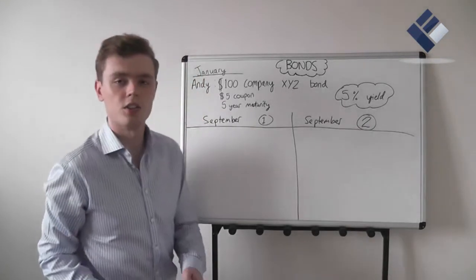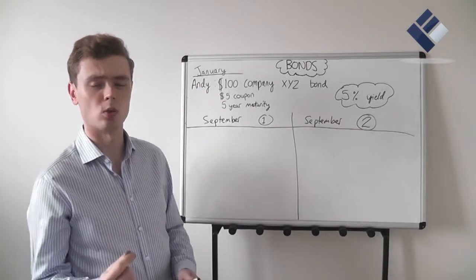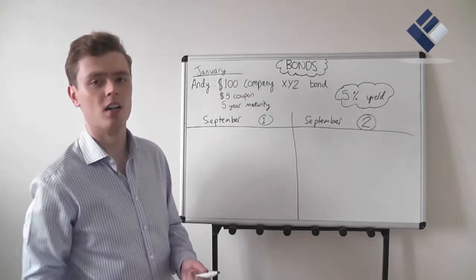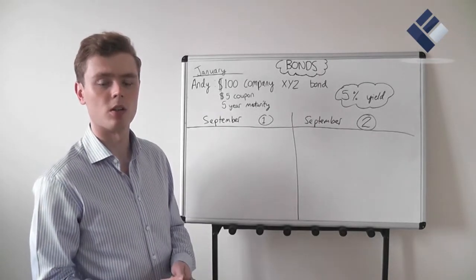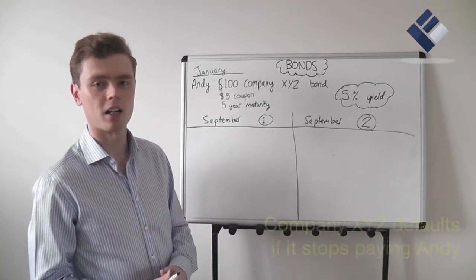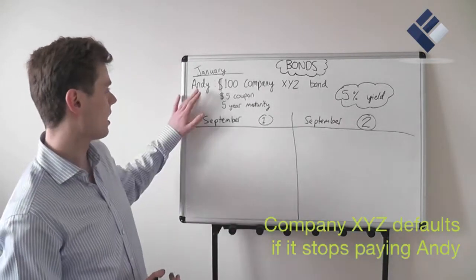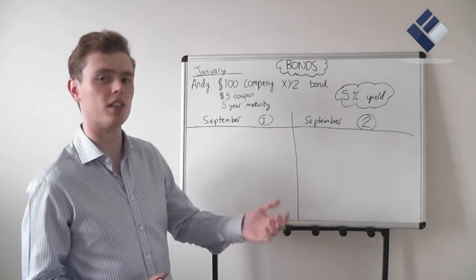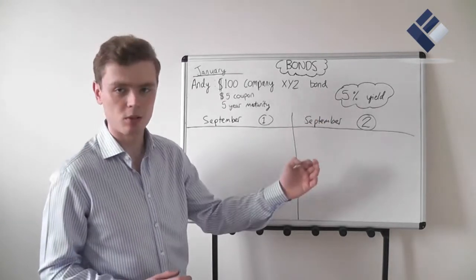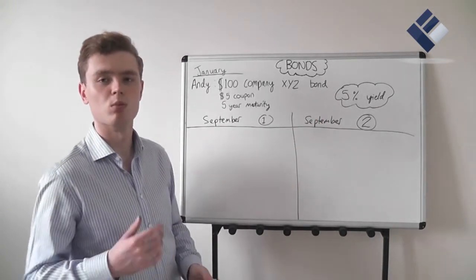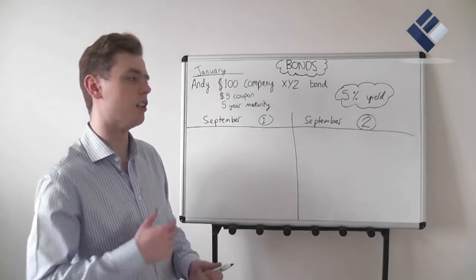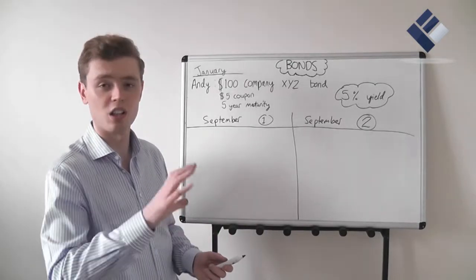One thing I'd like to introduce you to first is the phrase called default. Now default is when the issuer, in this case company XYZ, cannot make any more payments on the bond. Say the company goes bankrupt, they just don't have the money to pay Andy back. Now this is a risk that Andy and any investor must take when investing their money in a bond, and accordingly you'd expect a higher yield, a higher return for a riskier investment. If you're taking the risk that you may not receive any payments back, you'd like the potential chance to receive larger payments.